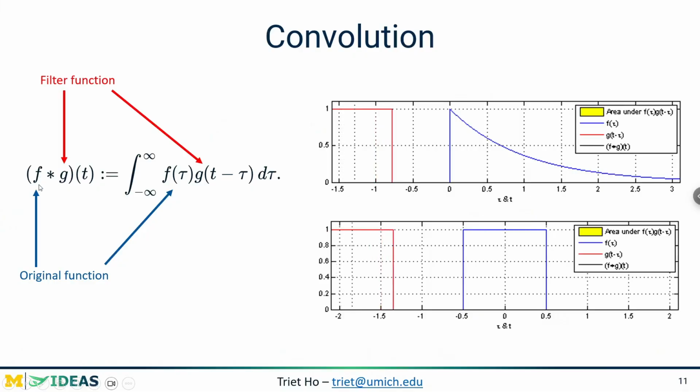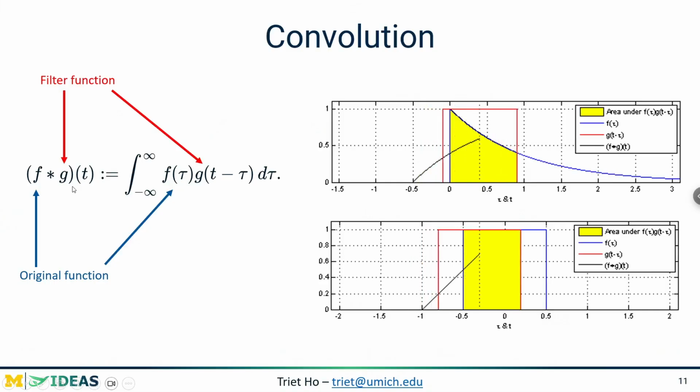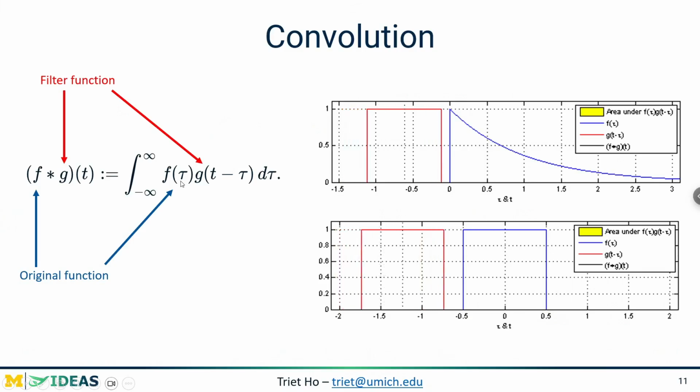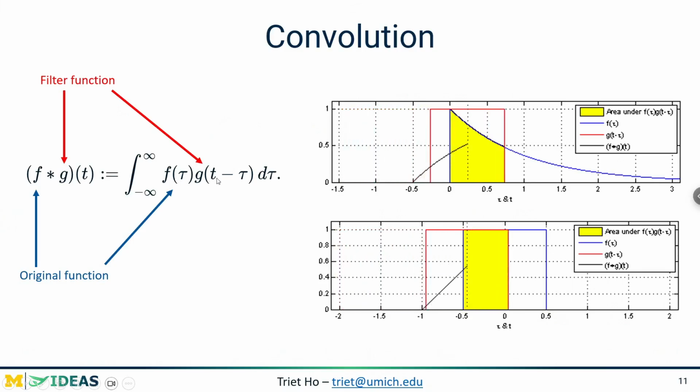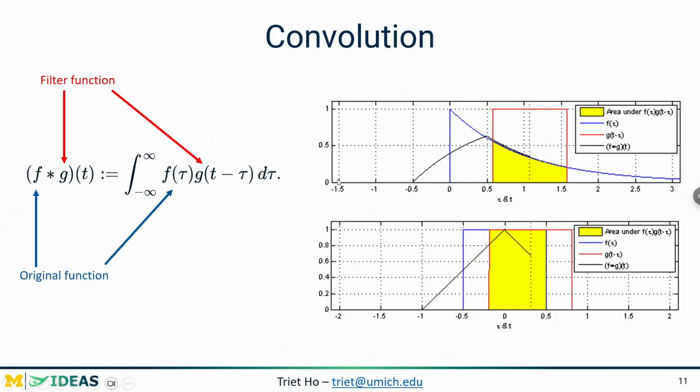We're going to have f as the original function, g as the future function, and f star g just means that f convolution with g is defined as the integral from negative infinity to infinity of f of tau times g of t minus tau d tau.